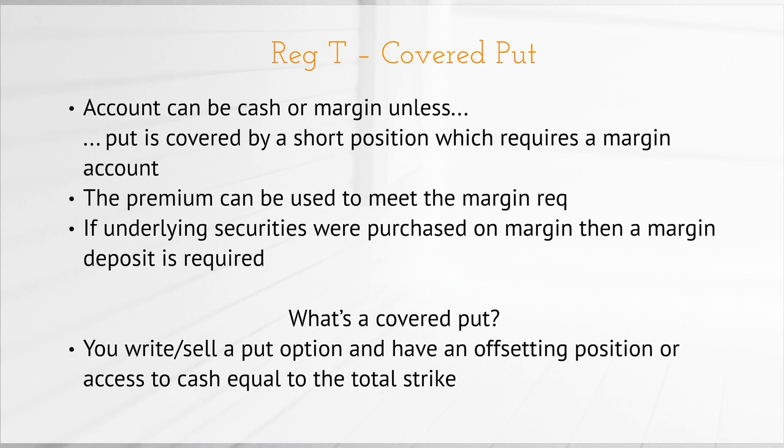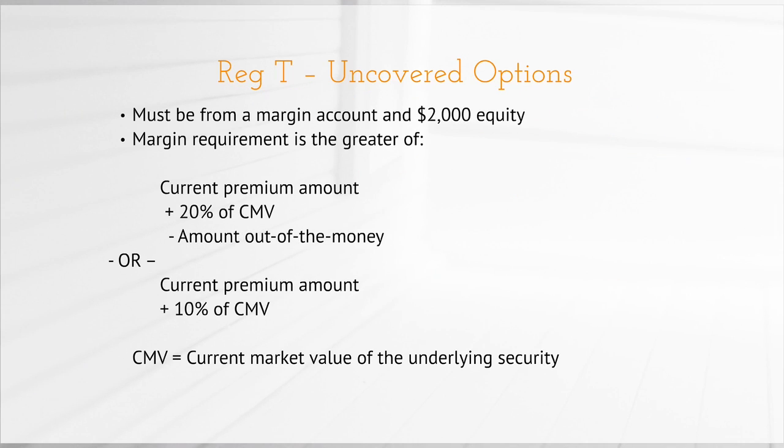A covered put is very similar. In this scenario, you write a put option, but you also have the offsetting asset or position so that your risks are completely offset, and again, you make the premium. This can be done in a cash or margin account, but if you buy one of the positions using margin, you will have to pay the margin on that as well. The premium can also be used to meet the margin requirements in this position as well. An uncovered option is just the option by itself.